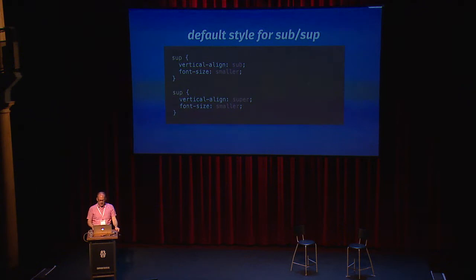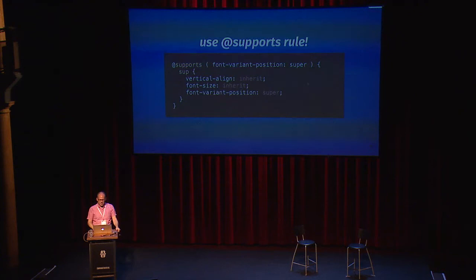This is a good point to plug the at supports rule. I don't know if everyone's seen this. This is currently supported in Firefox and in Chrome, and IE is thinking about it, or it's under consideration. So you say at supports, and then some part of a style rule. If the browser doesn't know the at supports rule, it chucks it out. That's basic CSS syntax. If there's an at rule that it doesn't understand, it just throws everything out. It doesn't try to do anything with it.